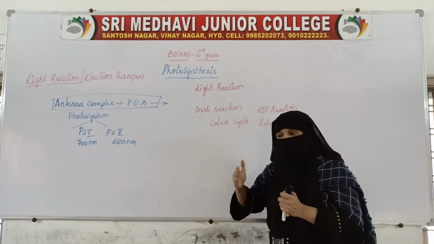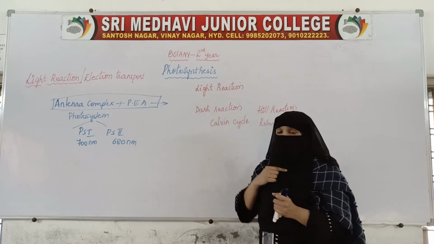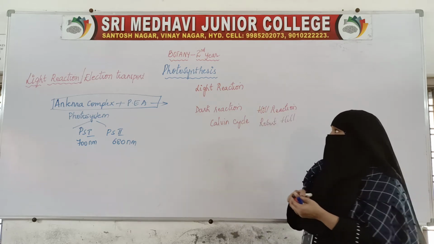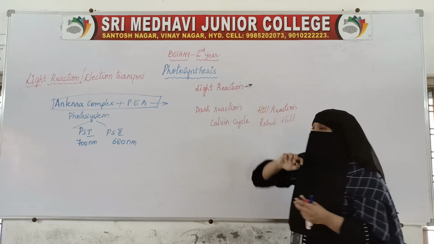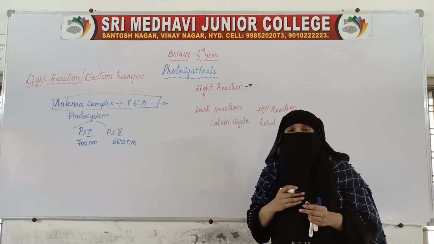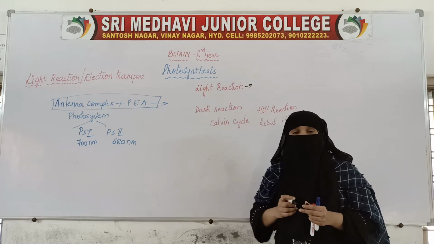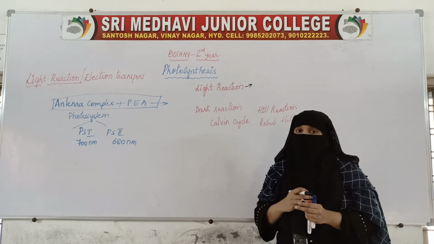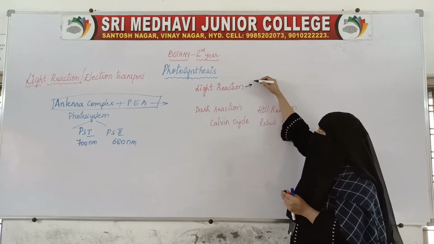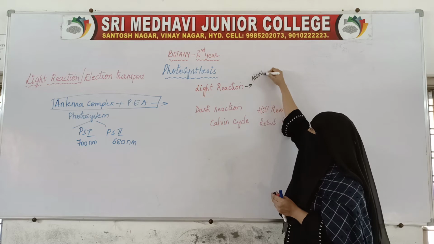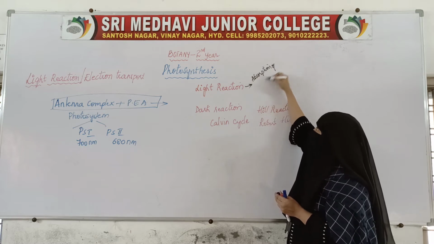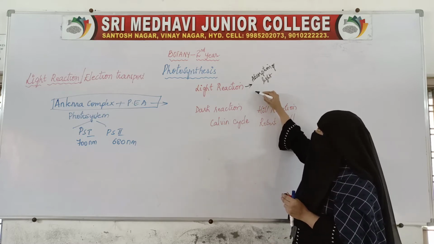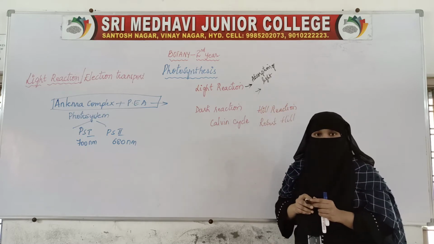Now let us see the first stage of photosynthesis, the light reaction. What actually happens in the light reaction? Many events take place during this first phase of photosynthesis. The first thing which happens is absorption of light. Light will be absorbed.